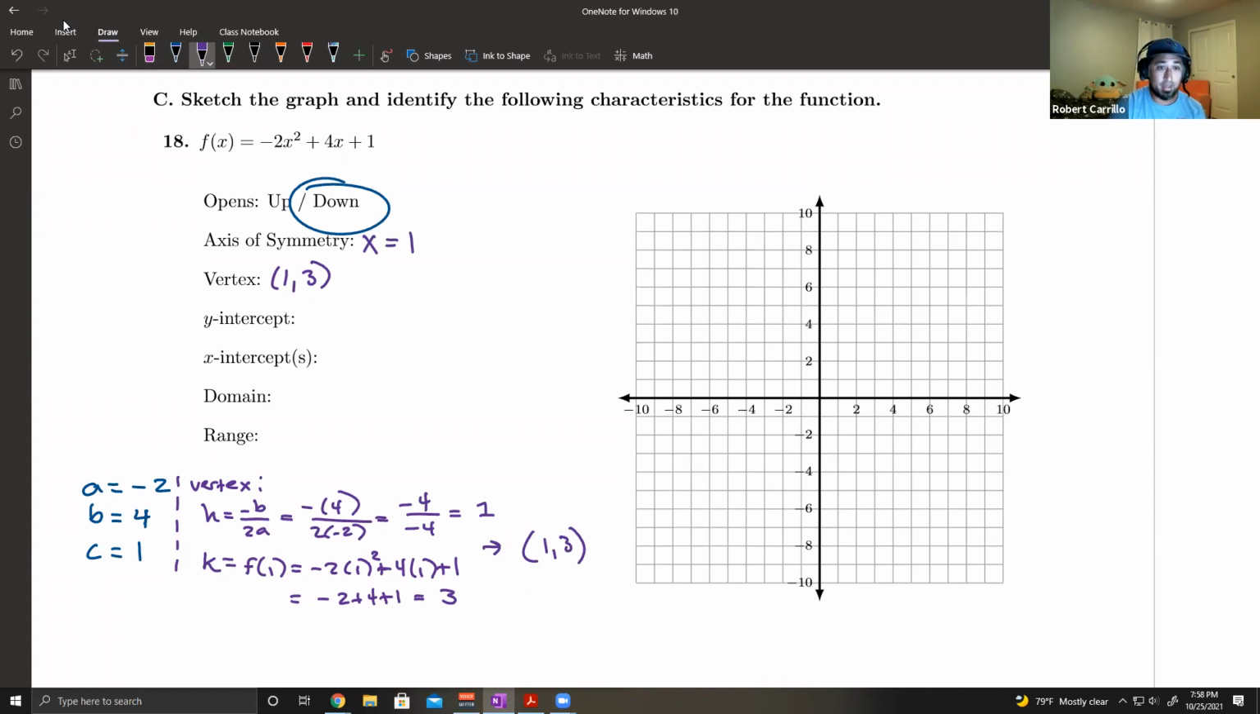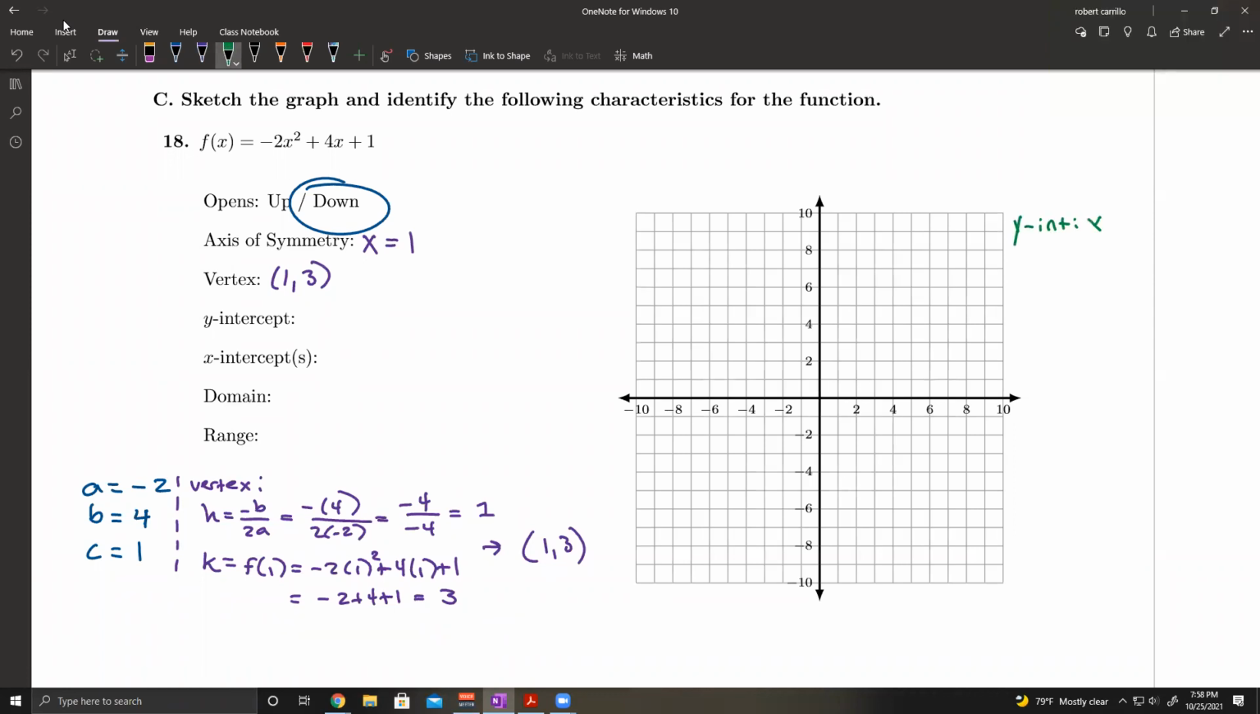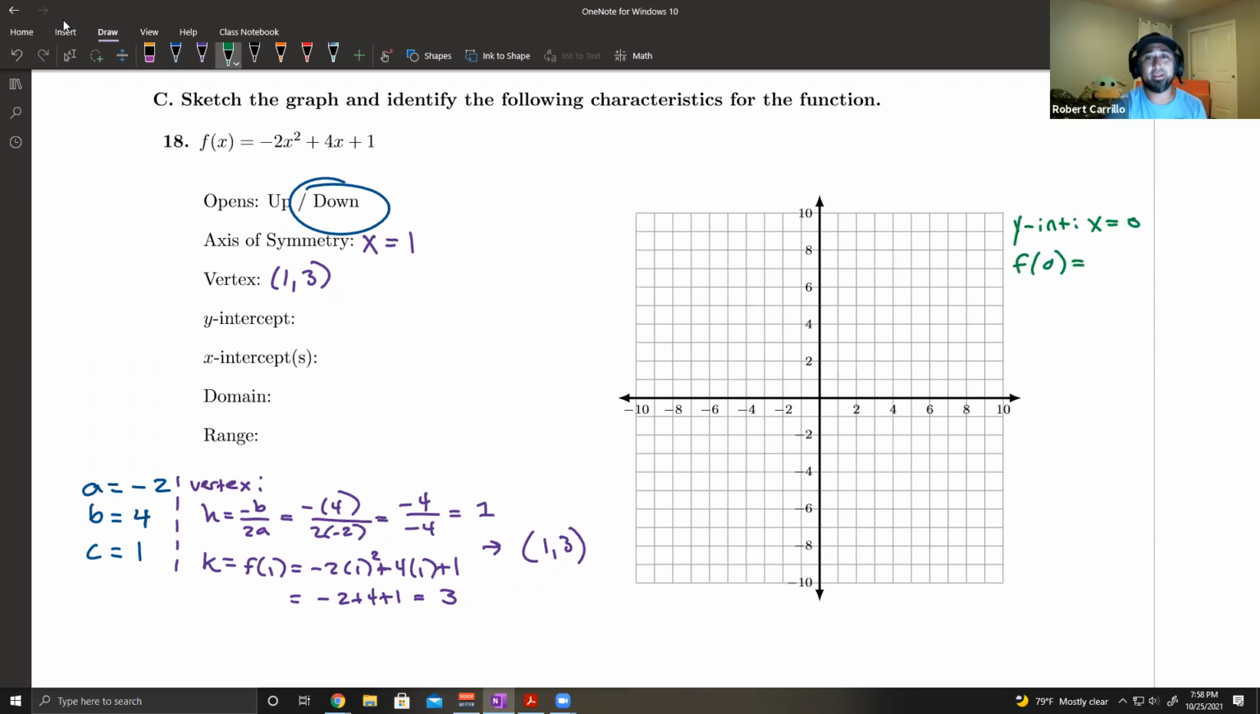Okay. And then for your y-intercept, remember how to find the y-intercept. You let x equal 0. So you'll have f of 0. And if x is 0, that's 0, that's 0. And what are you left with? 1. So our y-intercept is going to be at 0, 1.